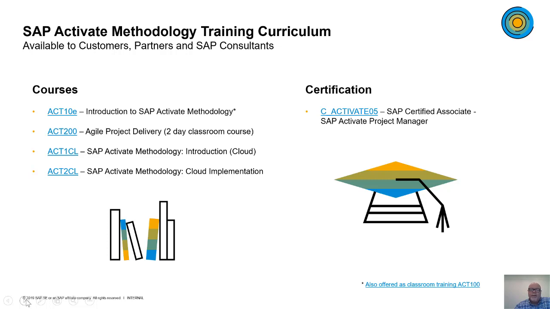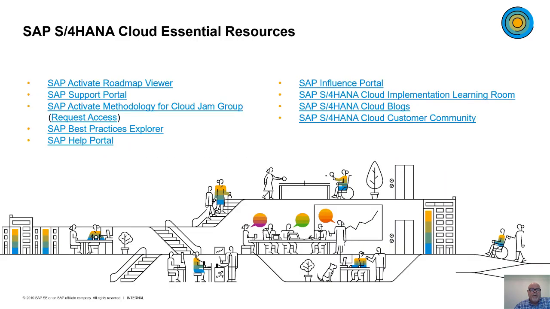ACT 10E is more of an introduction course. ACT 200, Agile Project Delivery, that's a 2-day classroom course with cost involved. ACT 1CL, Introduction to Cloud, and ACT 2CL, Introduction to Cloud Implementation. And then on the right side, you see here the Activate certification to become an SAP Activate Certified Project Manager. All benefits the end user to dive deeper into the methodology and deploying cloud solutions.